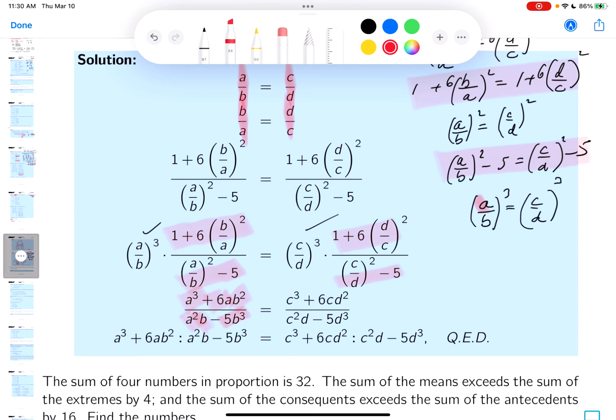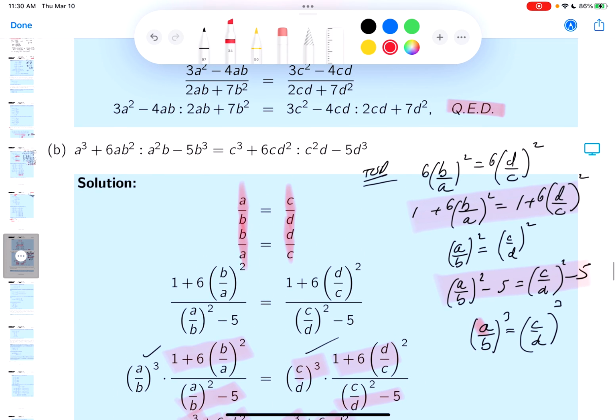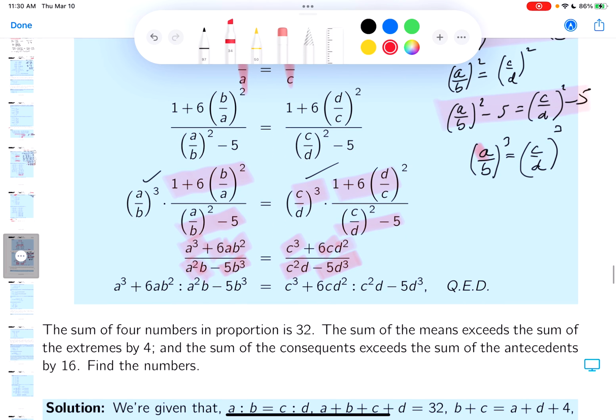On the other side, what do you get? You're multiplying by c cubed on top. You'll get c cubed, 6d squared. Two of the c's cancel off. You get 1 there. On bottom, what do you get? You're multiplying by d cubed. So you get c squared d, minus 5d cubed. Is that what they said we are going to get? Yes, that's what we're going to get. So we showed what they want us to show. Not that bad. These are tedious, though.